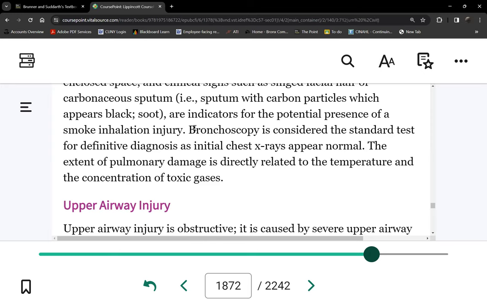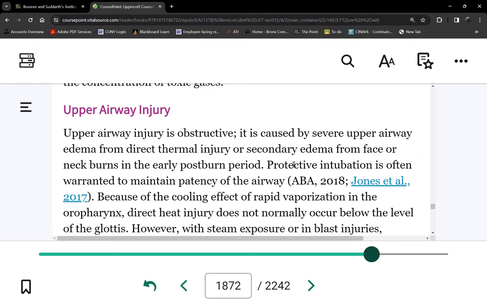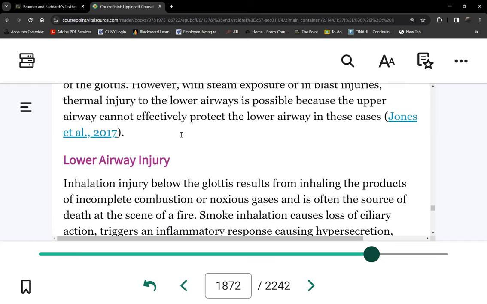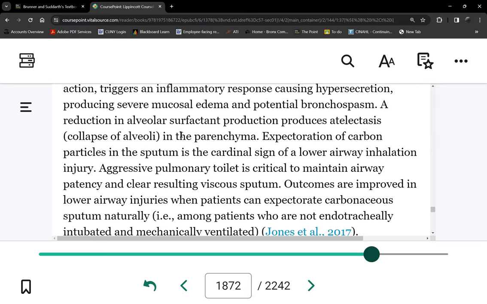For lower airway, the doctor will do a bronchoscopy to clean out the debris. They'll remove the soot, whatever was in there. So we remove the eschar, if any, so that the airway is clear and the patient's oxygenation will improve. All right, so that's upper and lower airway.